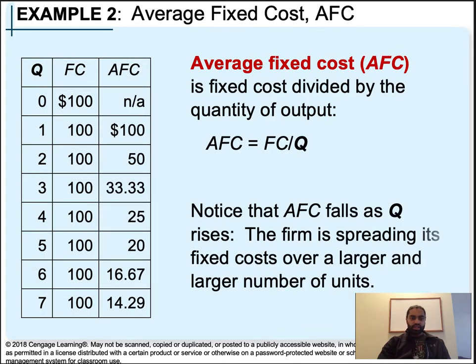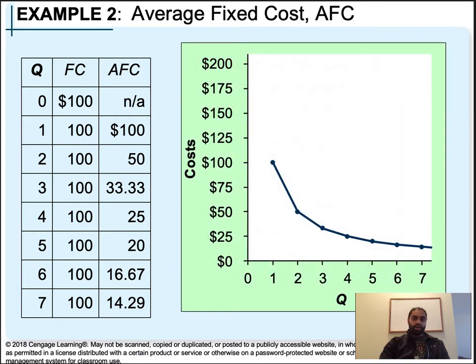Now, average fixed cost, again, the formula for this you guys should know by now. It's fixed cost divided by quantity. And as you see, as we produce more and more and more, you see our average fixed cost decrease. Again, we're spreading this cost out between our different products. So this is how our average fixed cost curve looks.